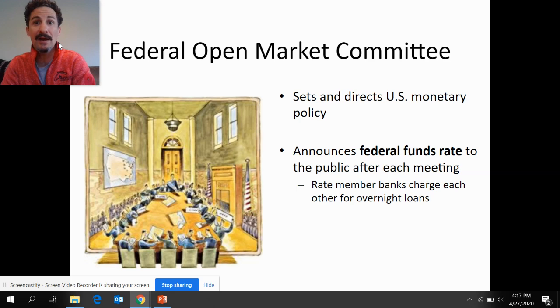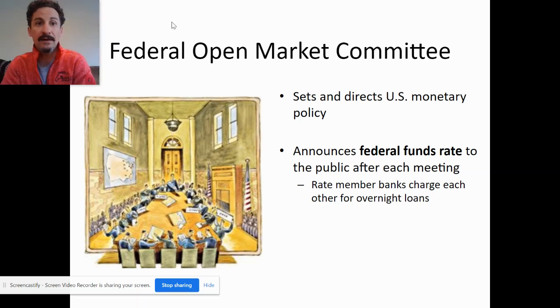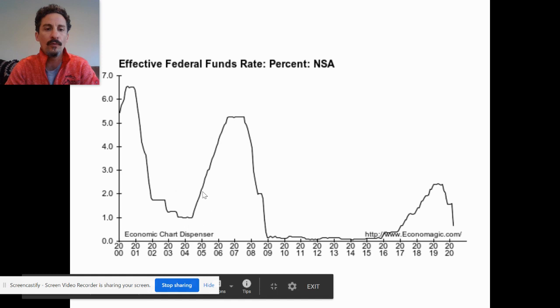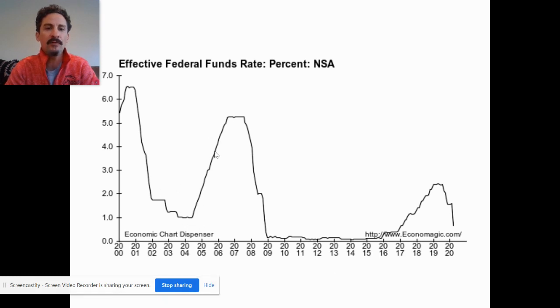So let's actually figure that one out. What are we going to see here? What do you think? Oh boy. Here's what you're going to notice right now. This is 2004, right here. This started this huge incline in the federal funds rate.